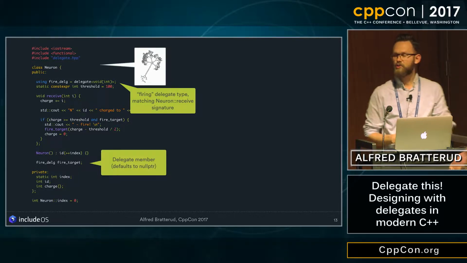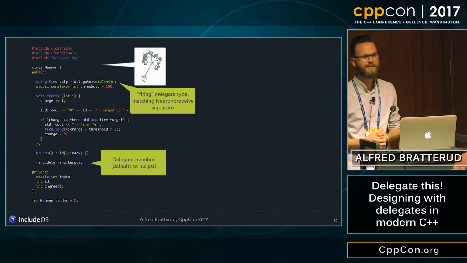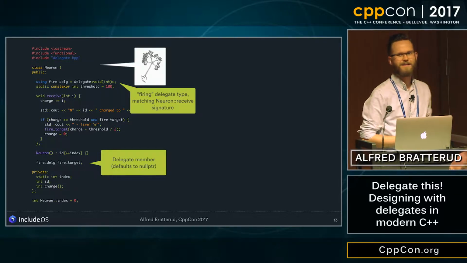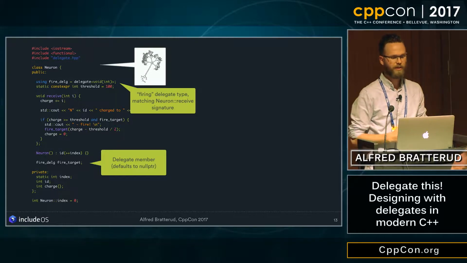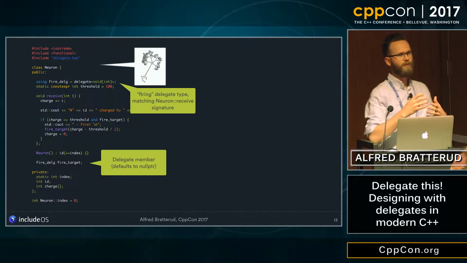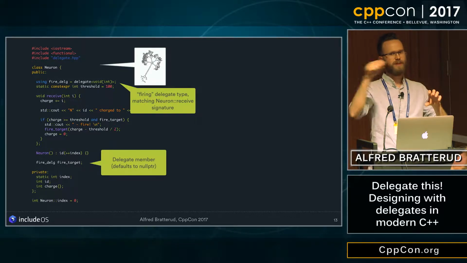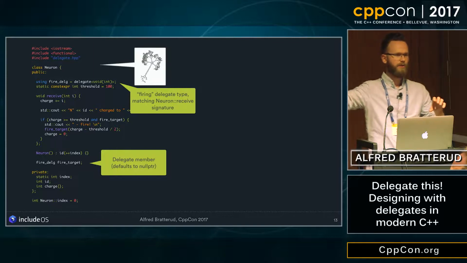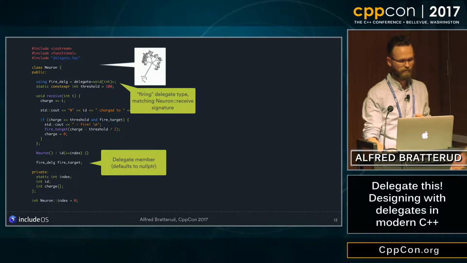And then I have the actual delegate member. This is a public member. I don't know if I'm breaking any core guidelines here, but for the sake of example, it fits nicely on the screen when you don't actually have a setter for it. But the point is that you want to be able to wire the neuron from the outside. So I want to be able to say this neuron connects to that neuron, and that neuron connects to that neuron, and so on, and build up a structure in that way.